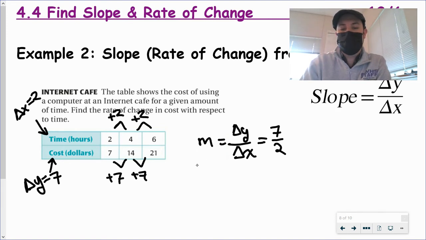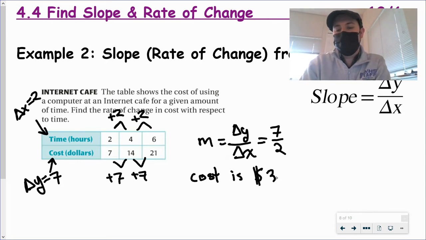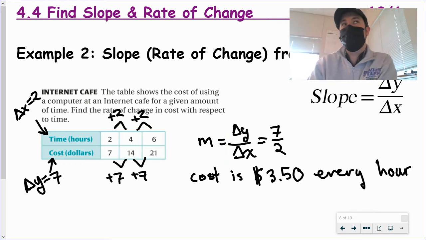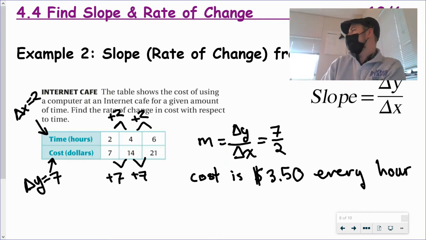What's up, Knight? Yeah, we may have already done this one problem. Cost is $3.50 every hour. By the way, if I'm writing with this stylus, it's not perfect, right? So if you could bear with me on some of the typing there, some of the calligraphy.